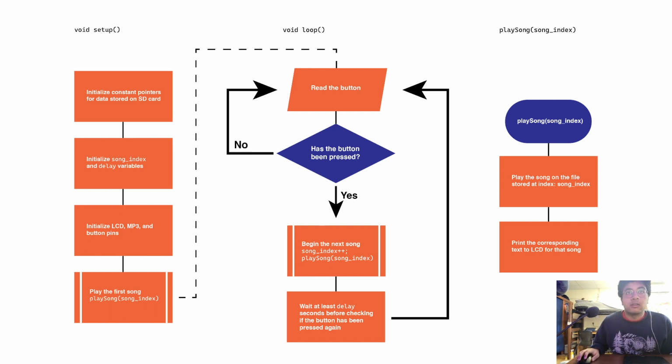And then here on the side of the flowchart, I have just a short breakdown of how the play song function is working. In the actual code, we're using a switch case, which I'll show later, but it's just finding the song that's stored at the file index, or the corresponding file based on song index. And it's printing some text we have to the LCD, which you can see in the demo of the stuffed animal. And let me show the actual code.